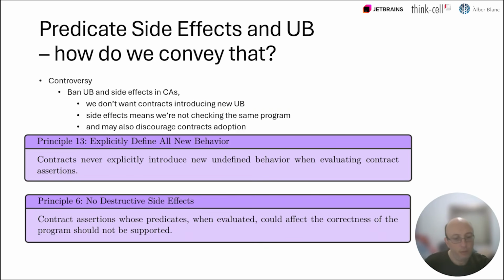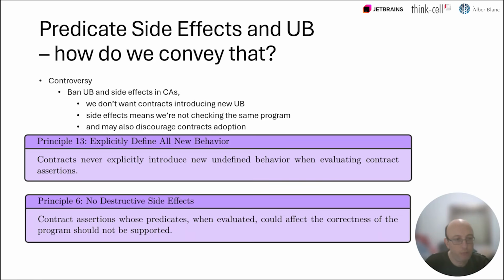There is no disagreement on us not wanting undefined behavior and side effects in contract assertions. The controversy is whether we should and we could actively enforce such limitations. Obviously, we don't want new undefined behavior in the language. And if we have side effects, this means the contracts have an effect that we're no longer checking actual production code. We're checking some branch of it. And such behavior might discourage current contract adoption.